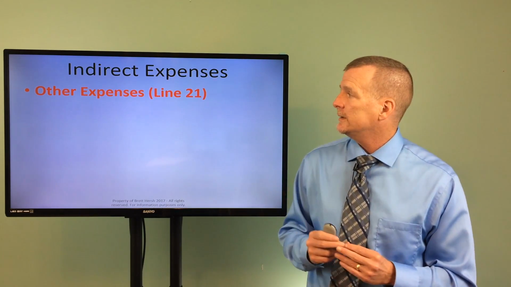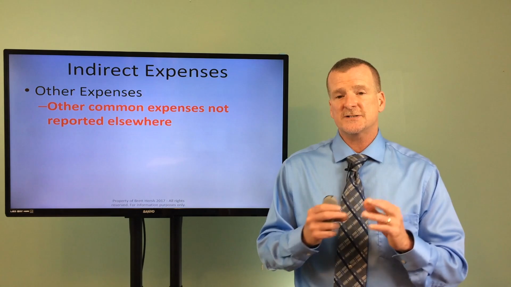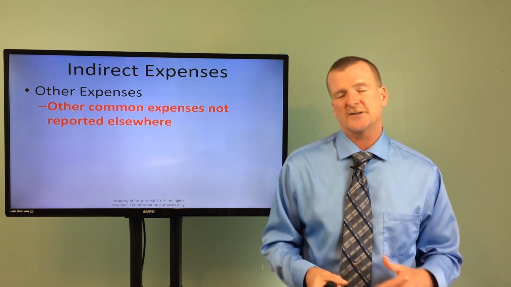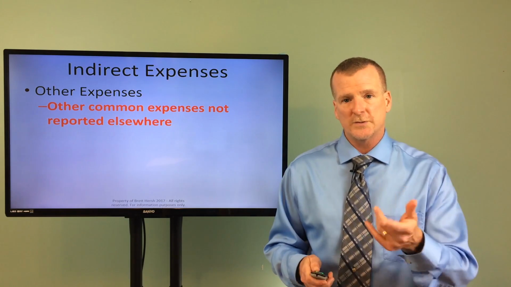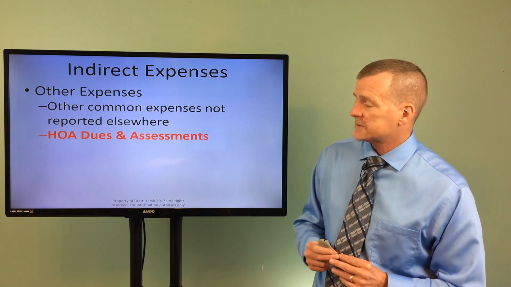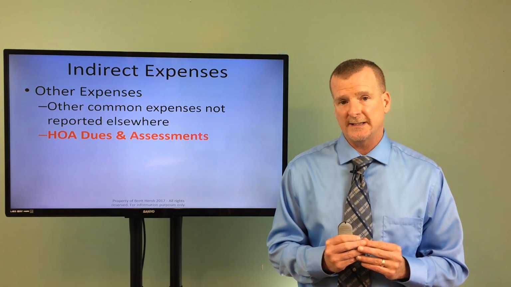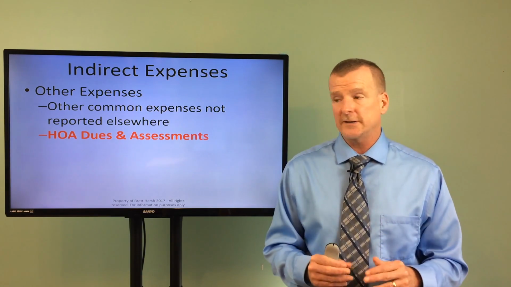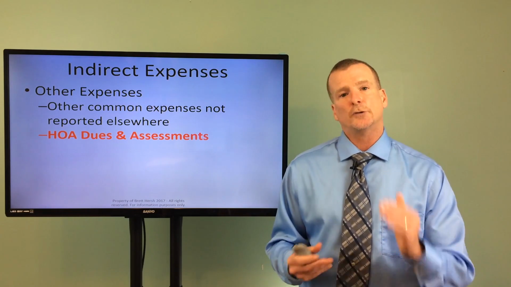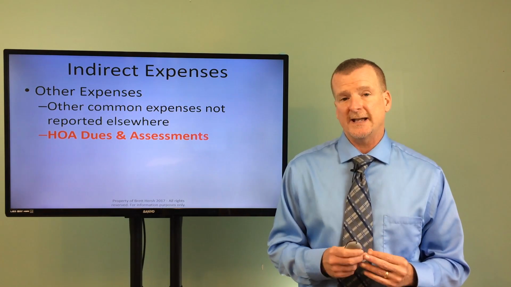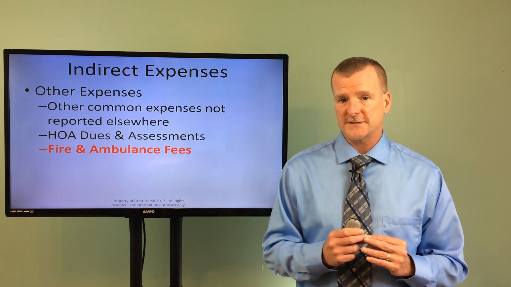We're on line 21, other expenses. Now in this section here, this is really for common expenses that aren't reported elsewhere. And there's a couple of them that we run into and we don't want you to forget about. One of the major ones, if you have an HOA, the dues and assessments you pay that HOA during the year. Some of you may be $100 a year. You might be paying $200 a month. Don't forget those. Those are actually deductible on 8829 as part of your home office expense.